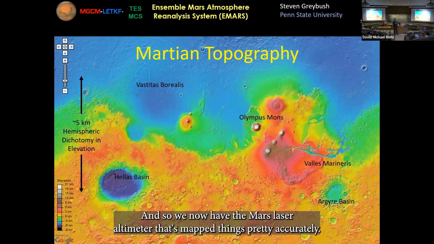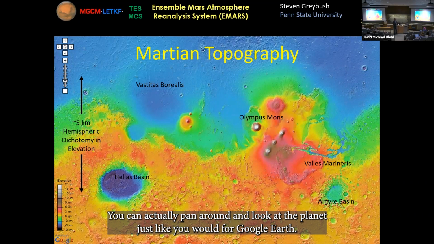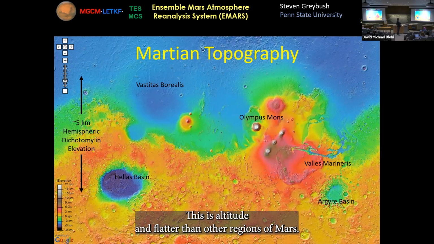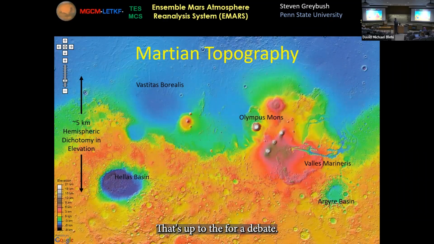Okay, so we now have the Mars laser altimeter that's mapped things pretty accurately. This is a view from Google Mars. You can actually pan around and look at the planet just like you would for Google Earth. And you can see the northern plains of Mars are much lower in altitude and flatter than other regions of Mars. If Mars ever had an ancient ocean, this could be a region that might have had that ocean. Okay? That's up for debate.